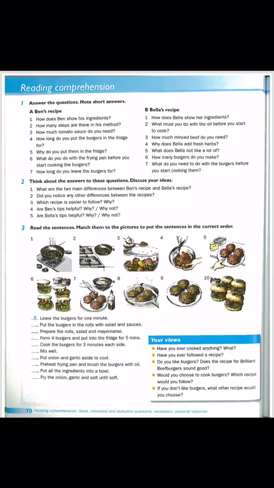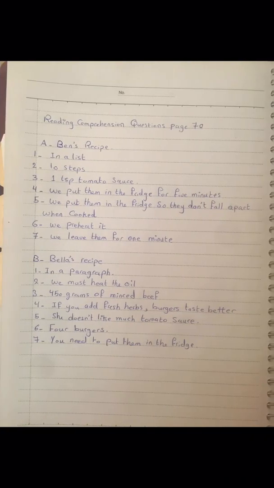نيجي لنمبر 1. How does Ben show his ingredients? How does Ben show his ingredients? And the answer is in a list. تمام. إذا Ben shows his ingredients in a list يعني على شكل قوائم، على شكل tips، على شكل خطوات.